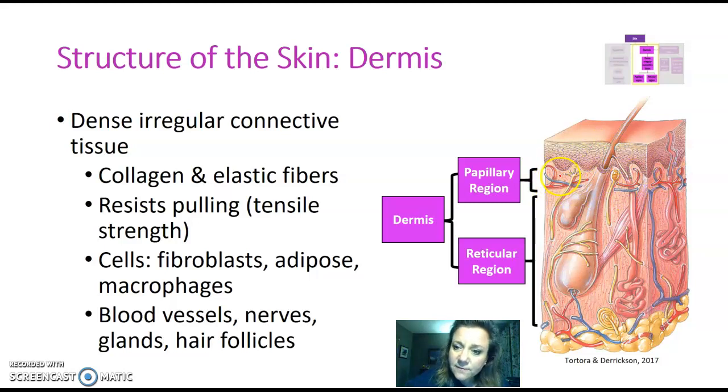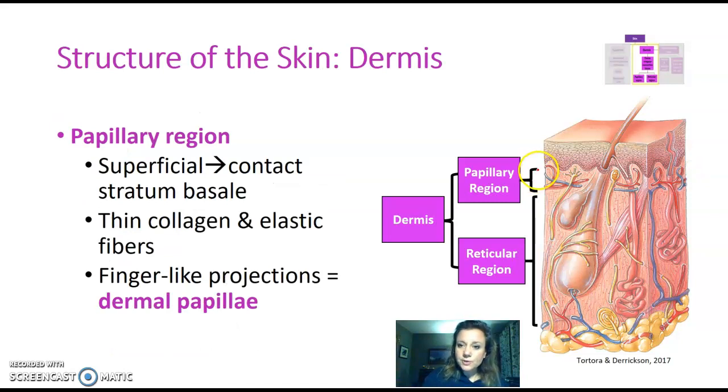Notice that they kind of follow these ridges that are formed by the dermis and the stratum basale, and we're going to talk about those in just a moment. But the thing I want you to see right now is how close these blood vessels are to that division between the dermis and the epidermis.